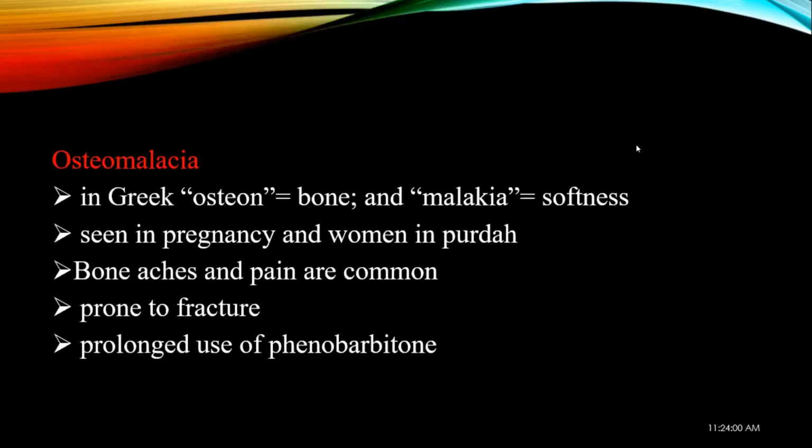So osteomalacia is generally seen in adults. In Greek, osteon means bone and malakia means softness. Due to the deficiency of vitamin D, sufficient amounts of calcium and phosphate cannot mineralize the bone, so the bone becomes weak and softened. Generally it is seen in pregnancy and in women in purdah, where they wear a black cloth, which prevents exposure of the skin to sunlight, so that there is decreased vitamin D.